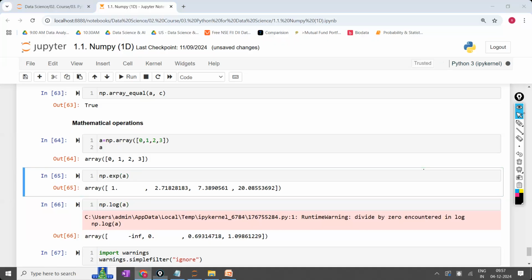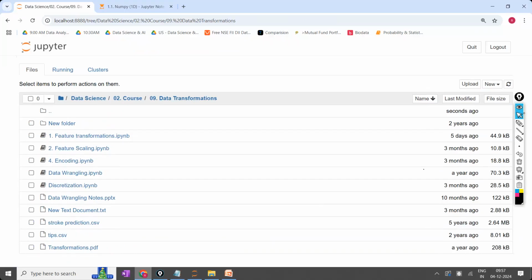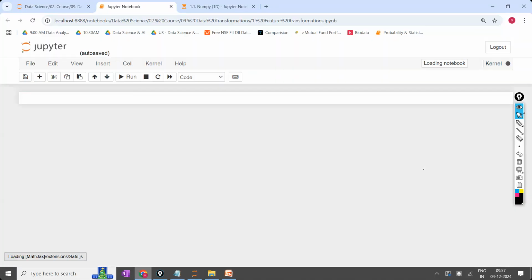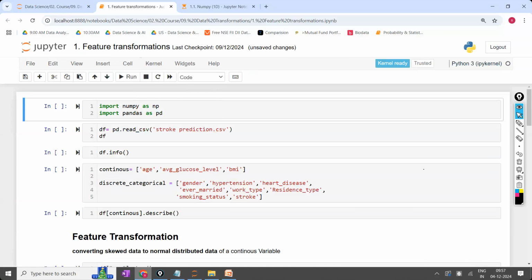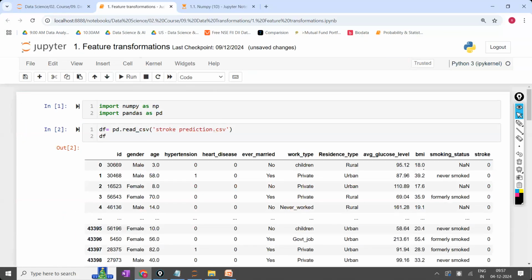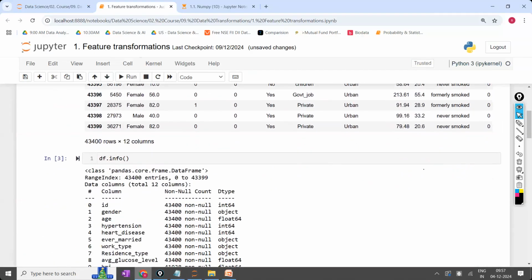Right? Now here, I'm just going to load one data set for your understanding. Let's try with one data set and see how everything works. Here I'm going to work on a data set called the stroke prediction data set, which tells whether the person has a paralysis stroke or not, and which type of people are getting the paralysis stroke. It is a brain stroke problem from the healthcare industry, and it consists of a total of 43,400 records.